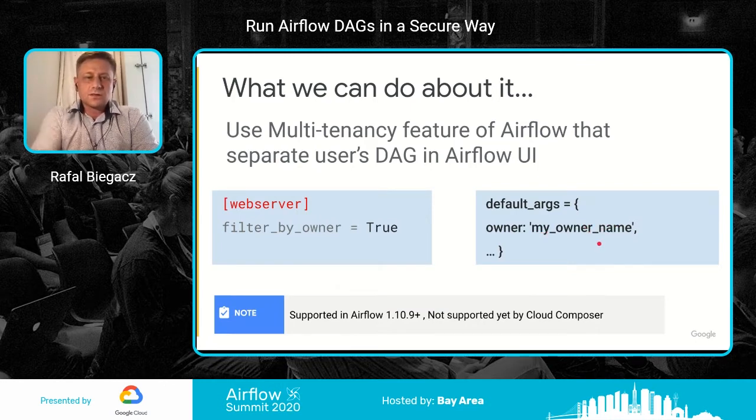As a result, when users navigate to the Airflow web server, they will be able to see only the DAGs that they own. They will be able to trigger execution of them, but they won't be able to see DAGs belonging to other teams. This functionality is fully supported in Airflow 1.10.9 and later versions, and configuration of this specific feature is not yet supported by Cloud Composer.